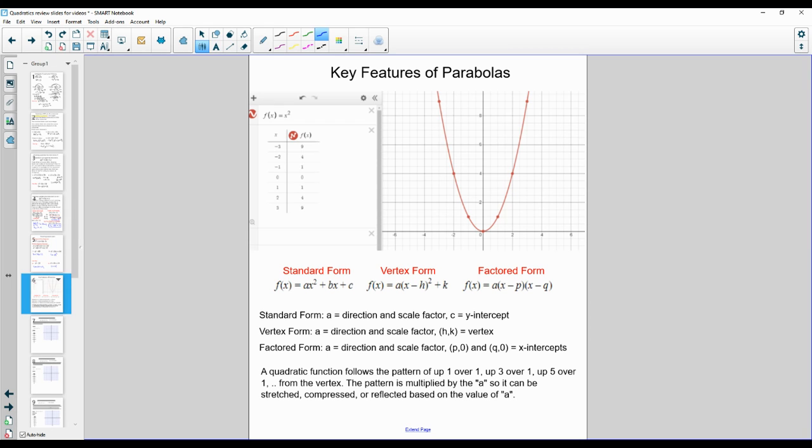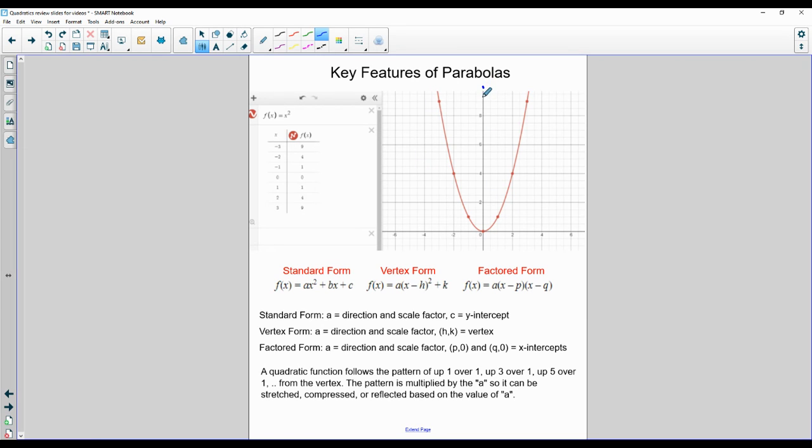Now we're going to talk about graphing quadratic functions, and that shape is called a parabola. When you look at a parabola, there are some very important features to talk about. There's either going to be a minimum or maximum that we call the vertex. The vertex is also the center of the graph. A parabola is always symmetrical around the vertex.